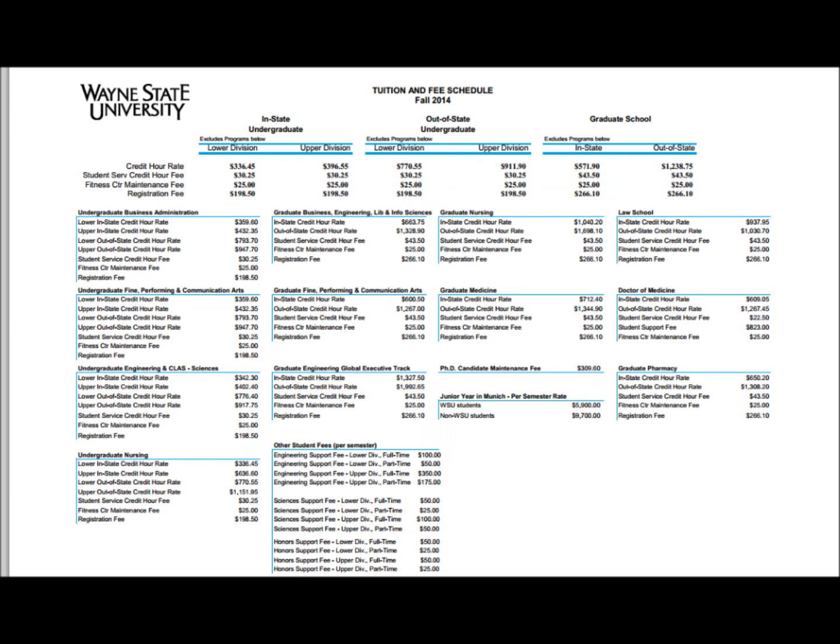Now let's take a look at this list from fall 2014, 1 year later. The credit hour rate for lower division courses increased from $326 to $336, and upper division courses went from $384 to $396. Now pushing that to the side for a moment, in order to be considered a full-time undergraduate student, a student must be enrolled for a minimum of 12 semester credits, and a full-time graduate student must be enrolled for a minimum of 9 credits.